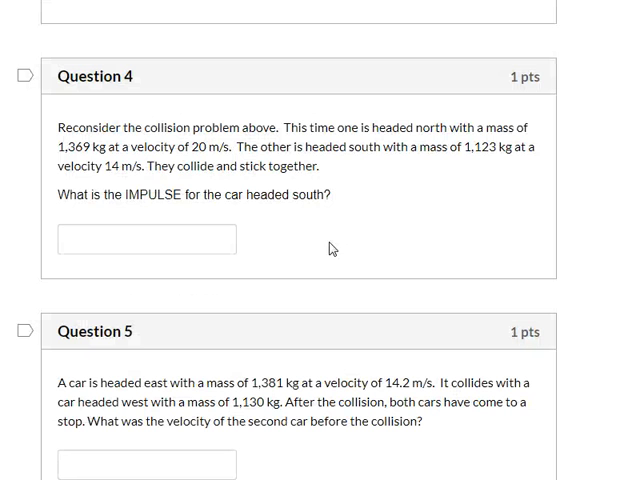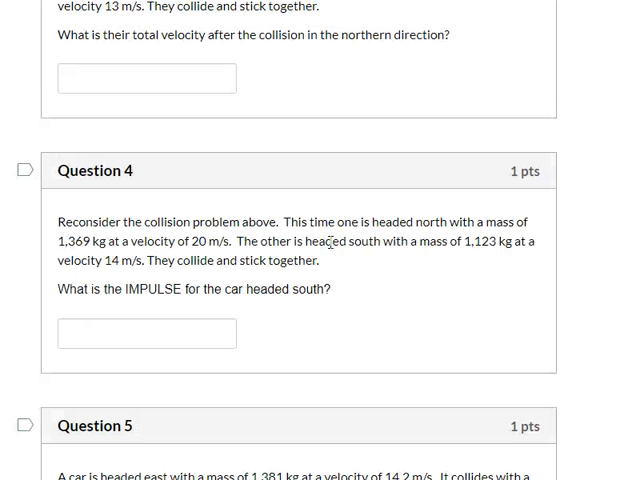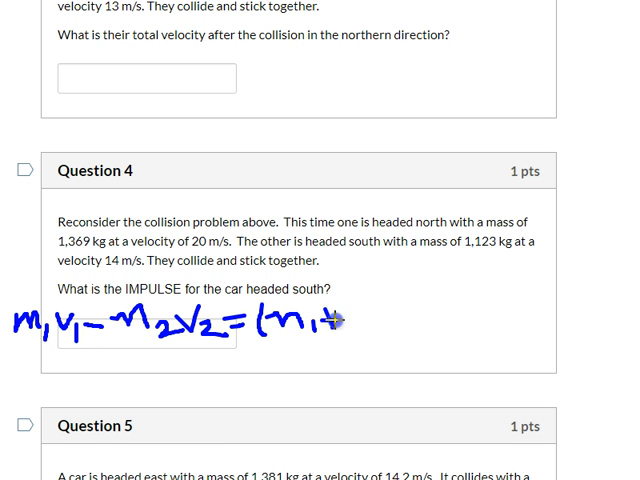Question 4 takes the same concept one step further. We're where we were at the end of the last problem: M1 V1 minus M2 V2, the cars are stuck together, M1 plus M2 times the final velocity.